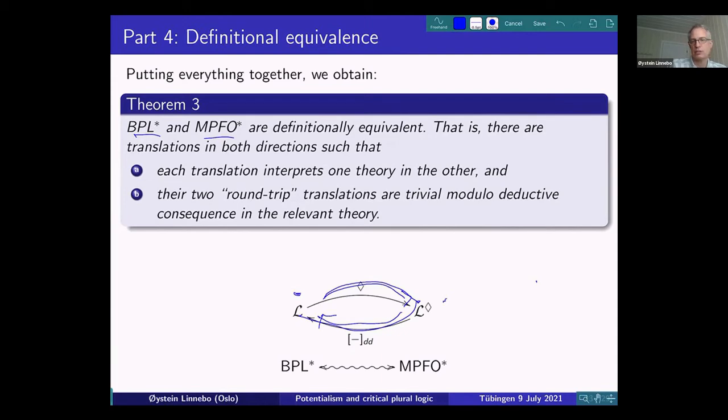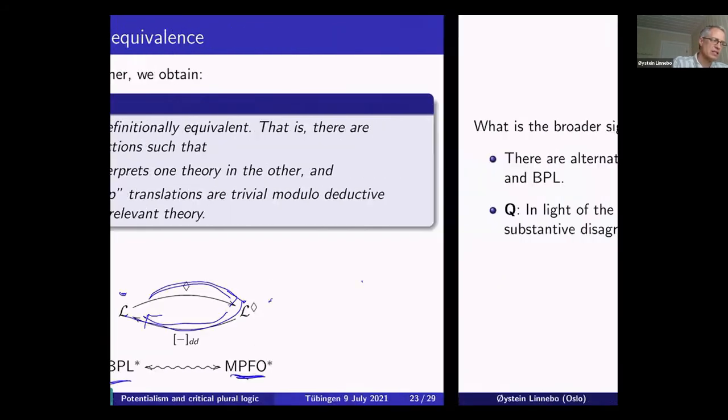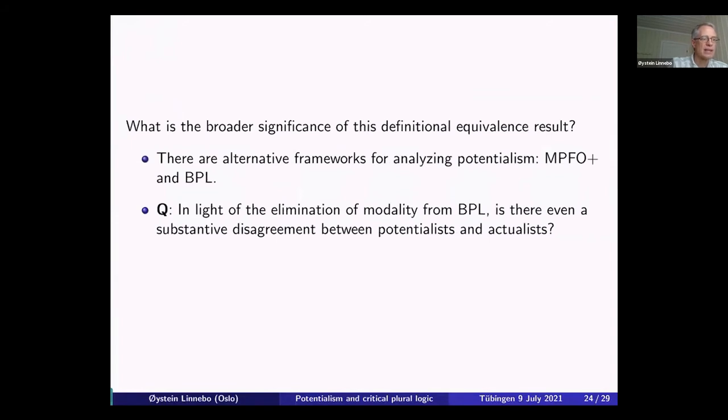So definitional equivalence. So you have a very strict proof-theoretic equivalence between these two systems: the basic plural logic and the modal plural logic that you use to give your modal analysis of potentialism. So that's kind of exciting, since in the literature, people have been using modal resources to analyze potentialist ideas. So using this as a framework in which to analyze potentialism.